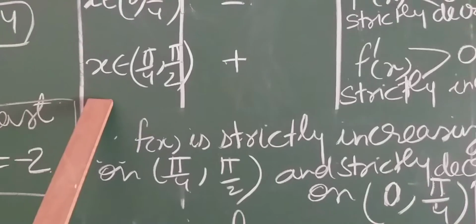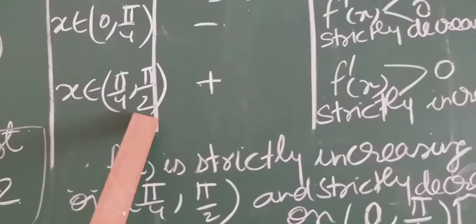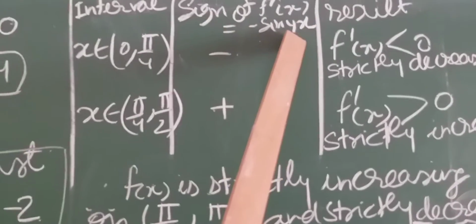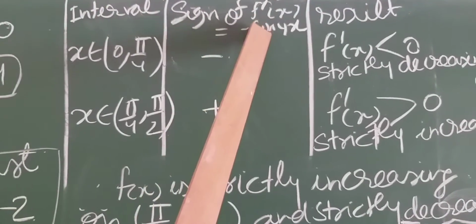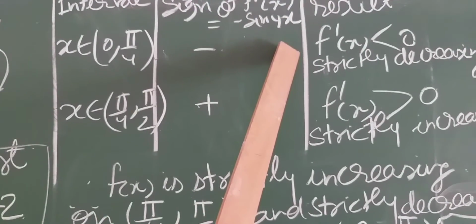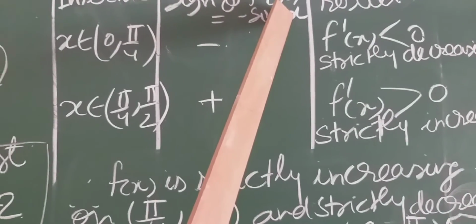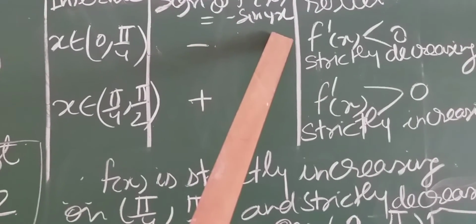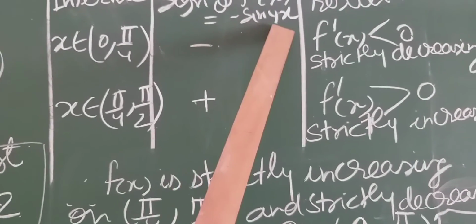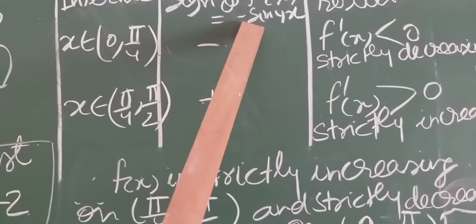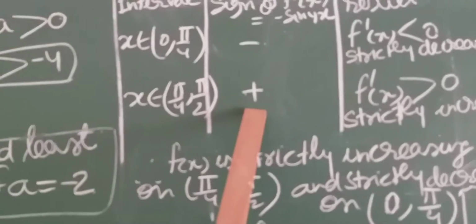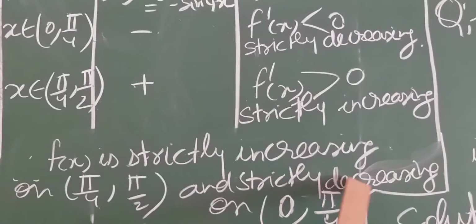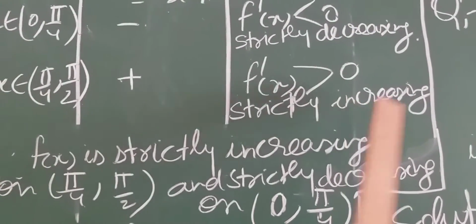Now the second interval, we can take x belongs to pi by 4 to pi by 2. Here we can take any value lying between them, pi by 3. So when we put pi by 3 here, it will become minus sine 4 pi by 3. Okay students, 4 pi by 3 is 240 degrees. The 240 will lie in the third quadrant. In the third quadrant sine is negative, but the minus sign will make it positive. So that's why plus sign. Okay students, the plus sign shows that f dash x is greater than 0. So it means the function is strictly increasing.